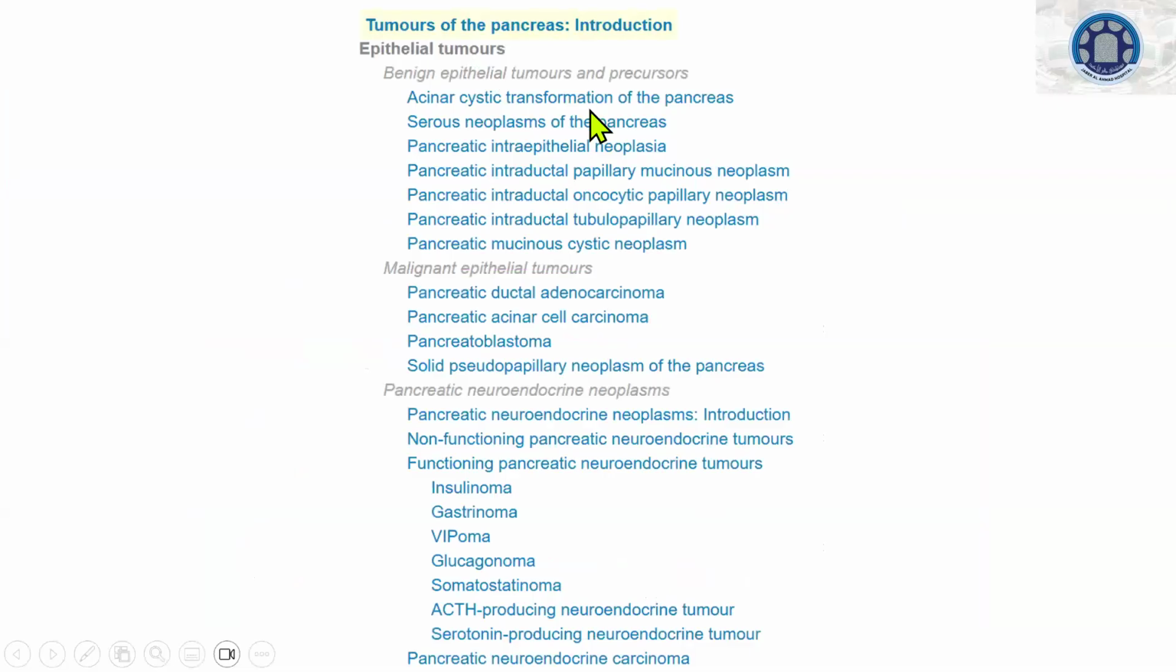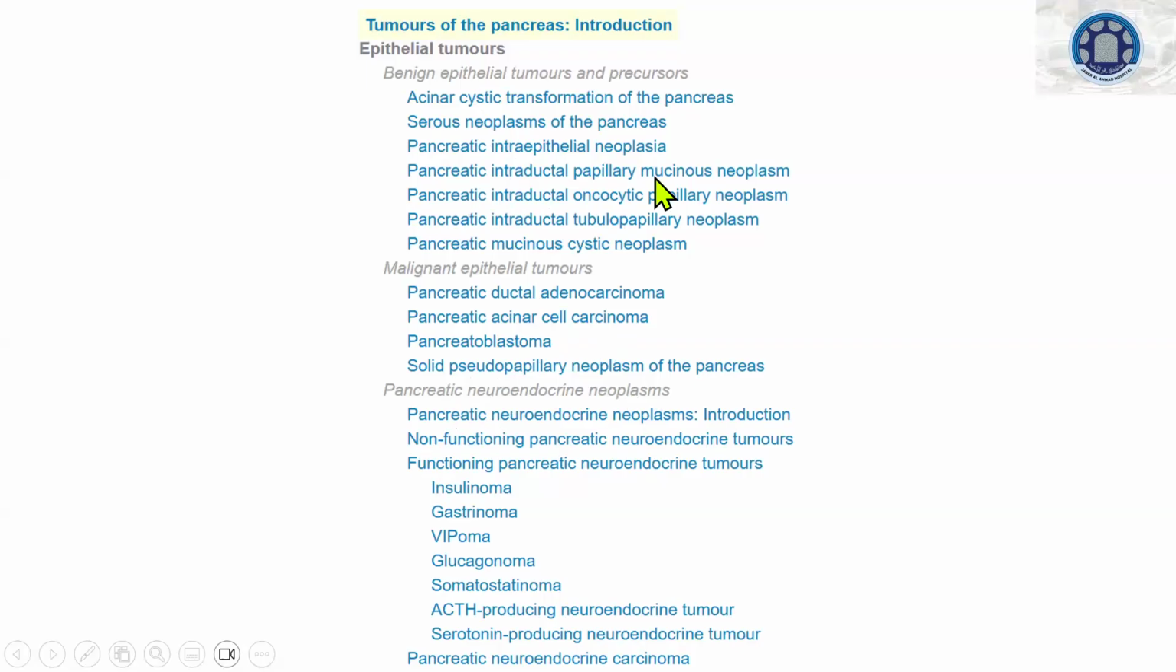So this is the current WHO classification where the epithelial tumors are divided into benign epithelial and malignant. And you can see that the serous neoplasm goes into the benign. The papillary mucinous neoplasms come here. And the malignant consists of pancreatic ductal, acinar, pancreatoblastoma, SPENs. SPEN is solid pseudopapillary neoplasm. I'll be saying SPEN from now onwards so that it's easier for me.